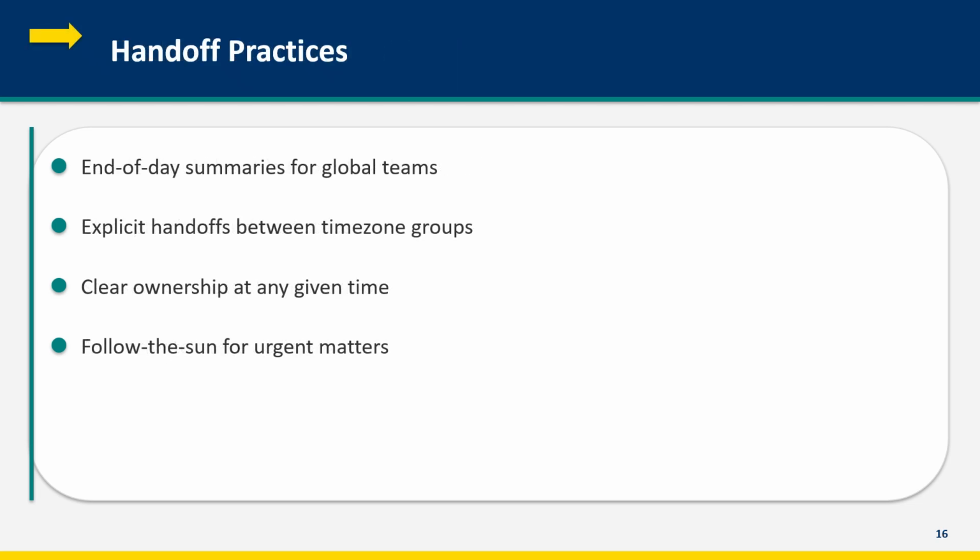Implement handoff practices for truly global teams. End-of-day summaries communicate what was done, what's pending, and any blockers. Explicit handoffs between time zone groups ensure continuity. Where did we leave off? What needs to happen next? Maintain clear ownership at any given time. Someone is always accountable. For urgent matters, follow the sun means work continues around the clock as each time zone picks up.